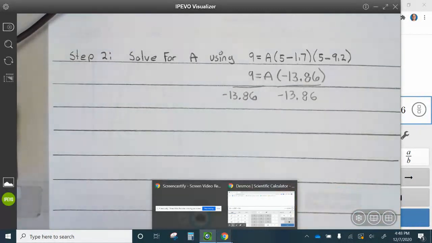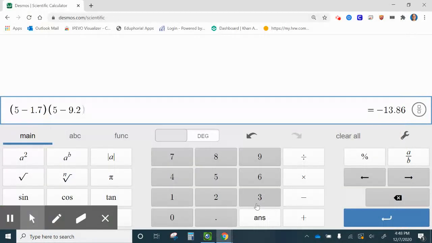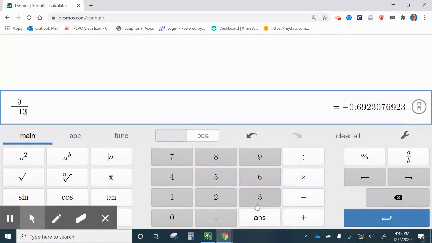This divides and becomes 1. Now we can use the Desmos calculator to get that number. 9 divided by negative 13.86. And they want it to the hundredth place. So that's negative 0.65. So A equals negative 0.65.